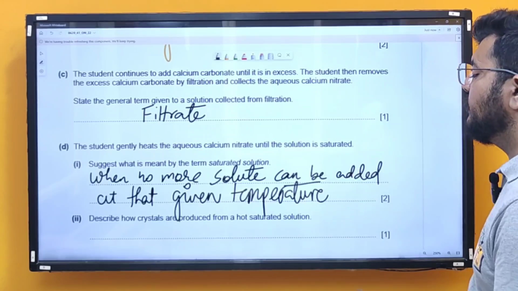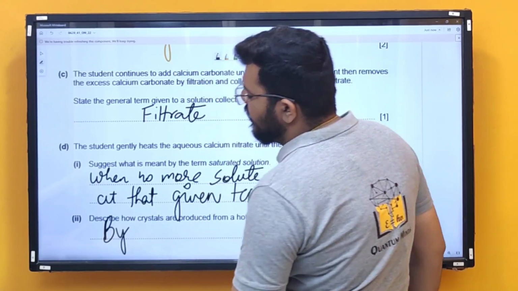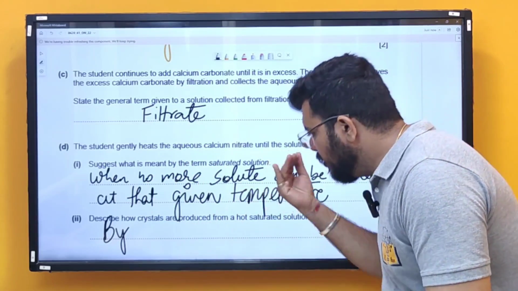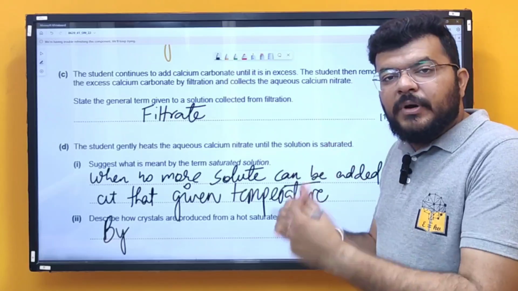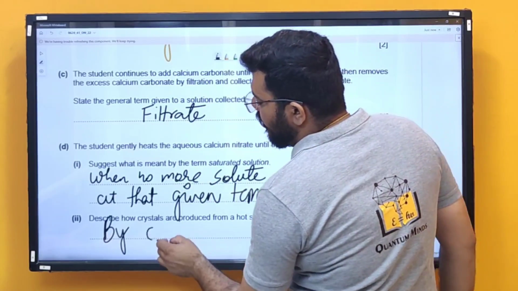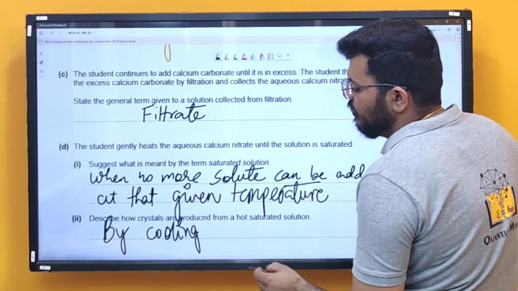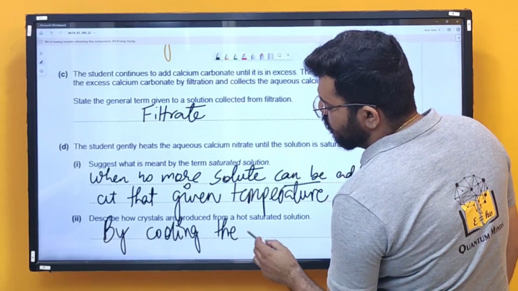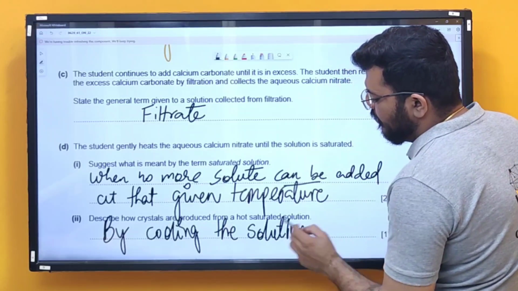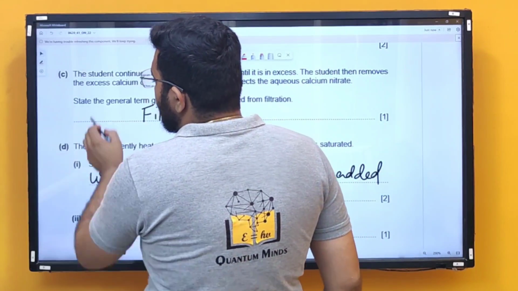Describe how crystals are produced from a hot saturated solution by cooling it. If you cool a saturated solution, because at given temperature so much has dissolved, if you decrease the temperature, that capacity to dissolve or the solubility decreases. So by cooling the solution, right? They've just heated the solution to make it saturated. By cooling the solution, you can make it supersaturated, so to say, and when a solution becomes supersaturated, crystals start forming.